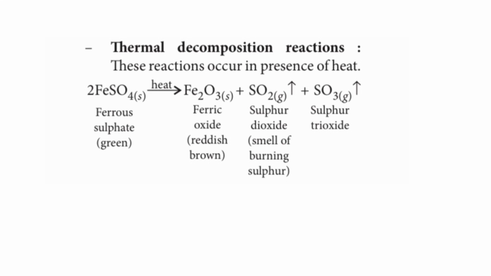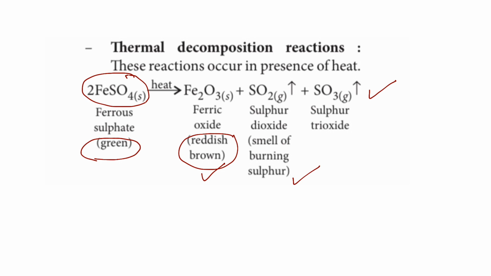This reaction is a textbook reaction, an example of a thermal decomposition reaction, very important. Learn this equation by heart, including the color. Maybe they will say a green color crystal X on heating gives a reddish brown substance Y and a gas of burning sulfur, something like that. So the green color substance you have to identify as ferrous sulfate. And the reddish brown oxide is Fe2O3. So this equation is very important.